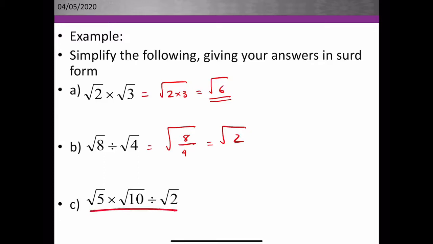Continuing, square root 5 times square root 10 is square root 50. And then we've got to divide that by 2. So therefore it's 50 divided by 2, square root 25, which simply gives you the number 5.